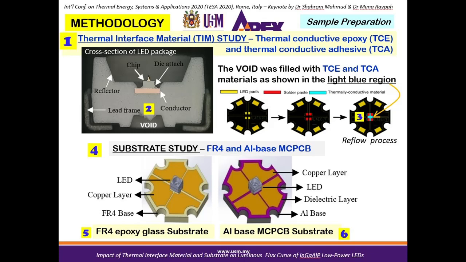The other parameter is the substrate study. We use a couple of materials, the epoxy glass or FR4 on the left, and the metallic aluminum base on the right. Since it is metallic, we need to apply the dielectric layer to offer electrical isolation.